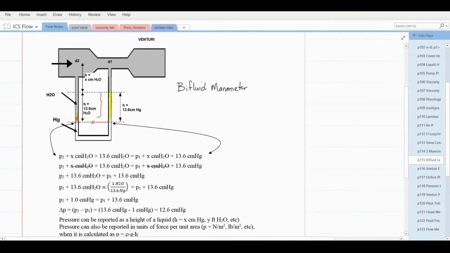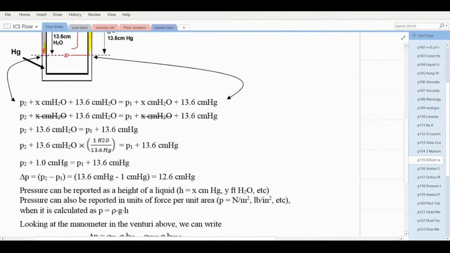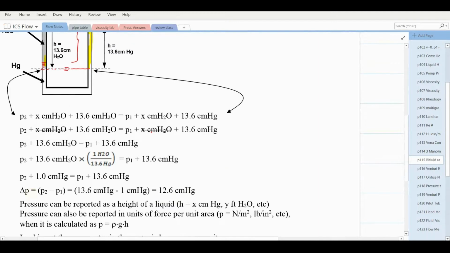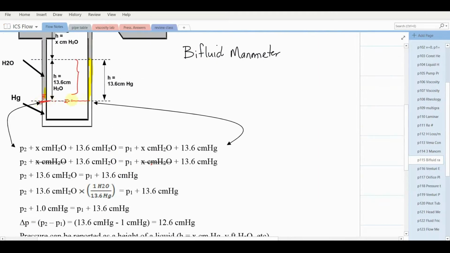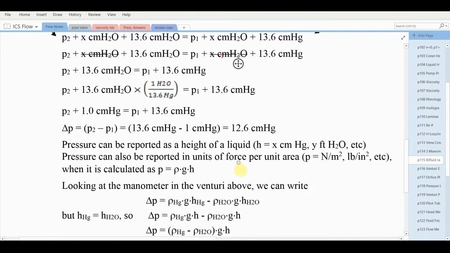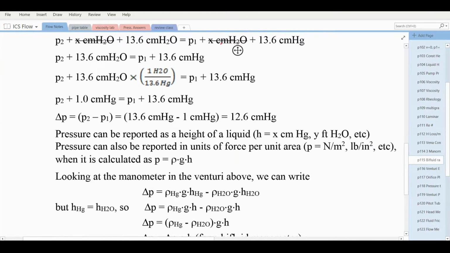Recall that P2 is the pressure in the pipe, and that's greater than P1. So if I take P2 minus P1, that's delta P, and I'll calculate that to be 13.6 minus 1, or 12.6 centimeters of mercury. So I'm saying to you the difference in pressure between these 2 points is actually 12.6 centimeters of mercury. Let's show that, in fact, this is a valid calculation for delta P.